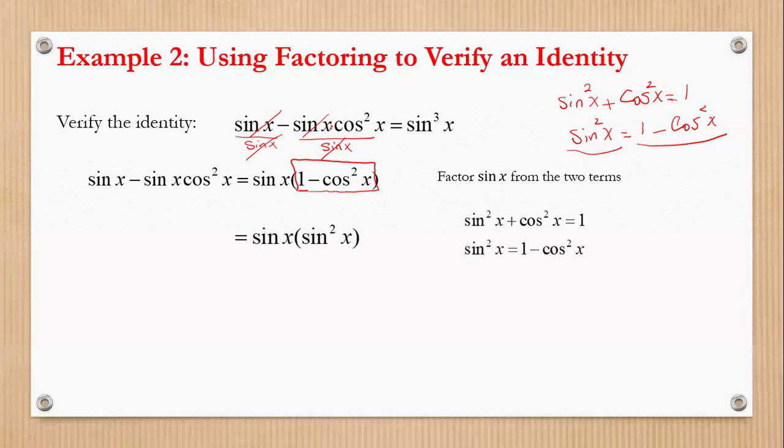And don't forget, you also have a sine outside of the parenthesis as well. And now I can multiply sine by sine square because this is a sine with the first power, the parenthesis has a sine with the second power, and if I multiply them together, it gives me sine with the third power. And I'm done because I have the right side of the identity now. So this identity is verified.